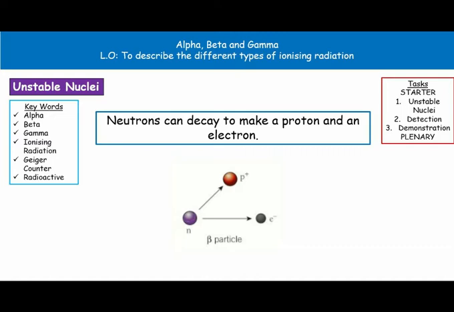So in our nucleus, we find our neutrons. And those neutrons can actually go through a process of decay in order to make a proton and an electron. What we can see in the picture at the bottom of our screen is the purple blob in the bottom left is our neutron, and then it's going to decay in order to make our proton, the red one with the P plus, and the grey one there, our electron, which is the beta particle.